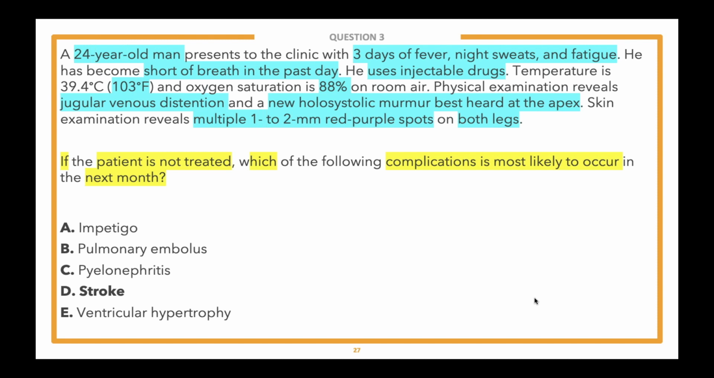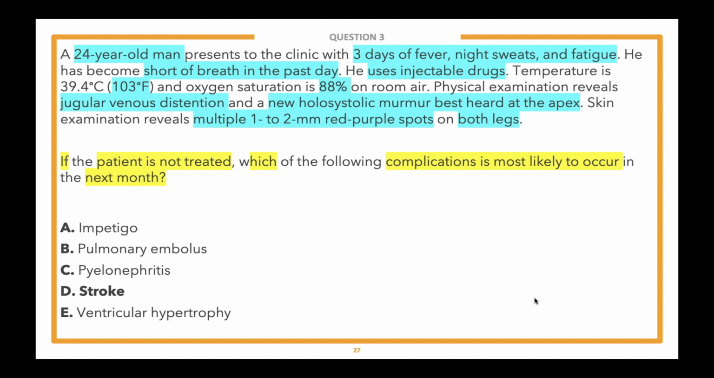Now, if this were right-sided infective endocarditis, then sure, we could be talking about emboli going to the lungs and maybe causing a pulmonary embolism, okay? And maybe we were suspecting that because intravenous drug use most commonly affects the right-sided valves, but keep in mind that they did give us a physical examination clue about where the murmur was best heard, okay?